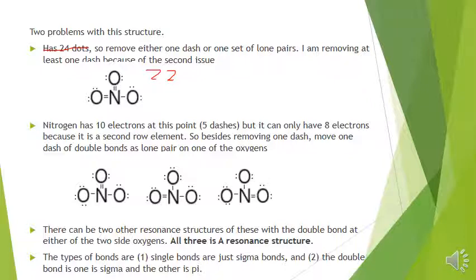So what we need to do now is remove a dash. But you can't just get rid of it, all right? Like the last one, you can't just get rid of it because you still have to have 22 dots. So what you've got to do is move one of the dashes as a lone pair. And so what I did is I took one of these dashes right here and I moved it on the outside, like that. And now I have this structure here.